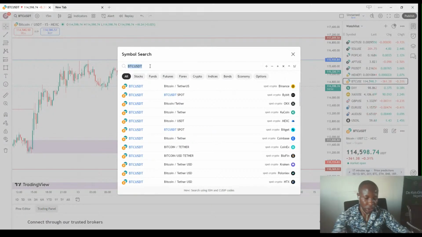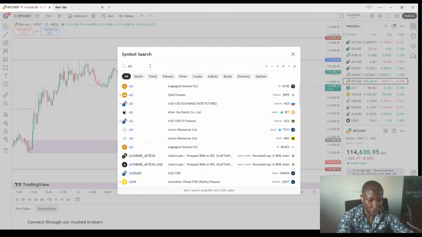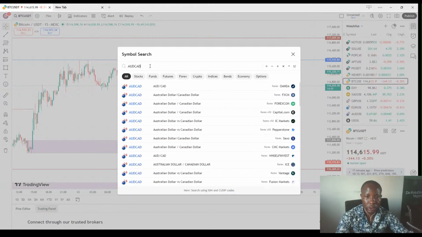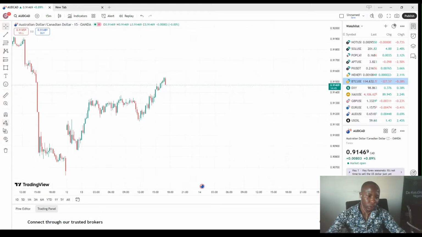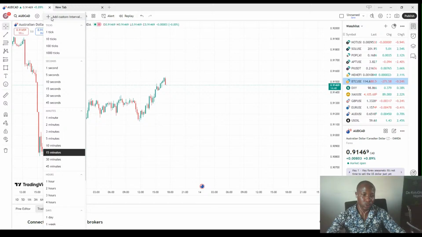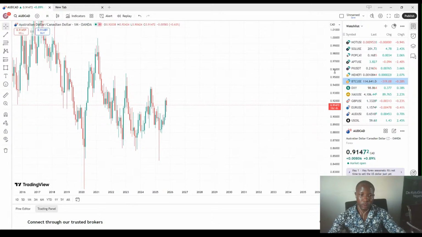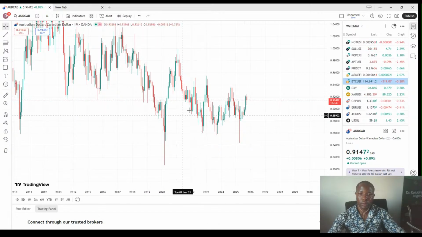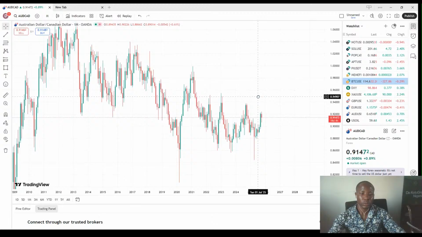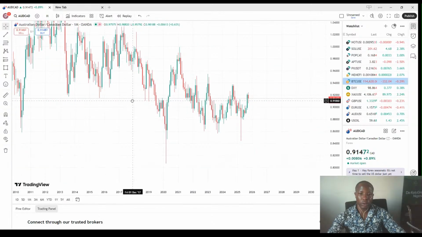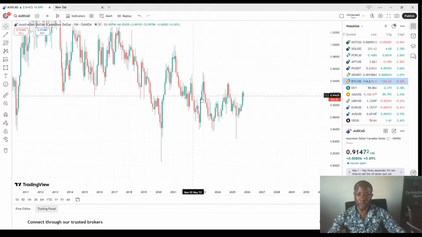Let's analyze AUD CAD. I like using this one. Okay. So as you already know, we'll switch to the monthly time frame to see what's happening in the monthly. So you can see that currently AUD CAD is pushing to the upside on the monthly.